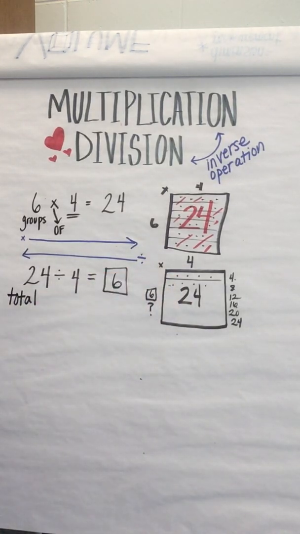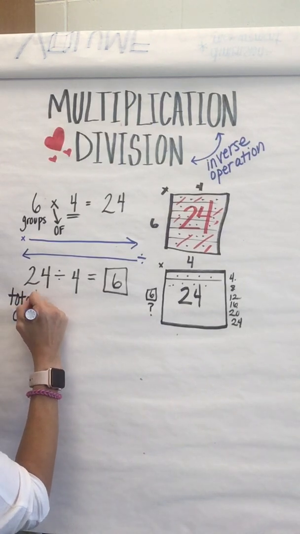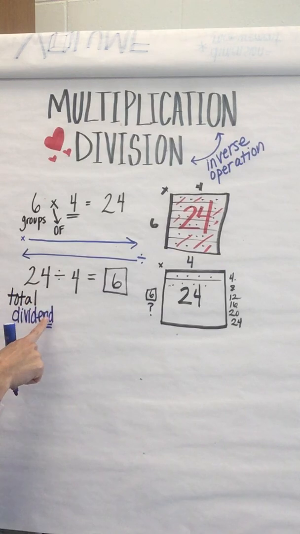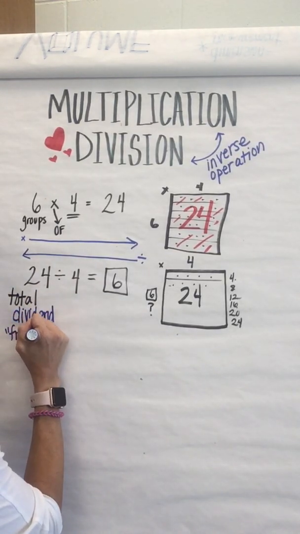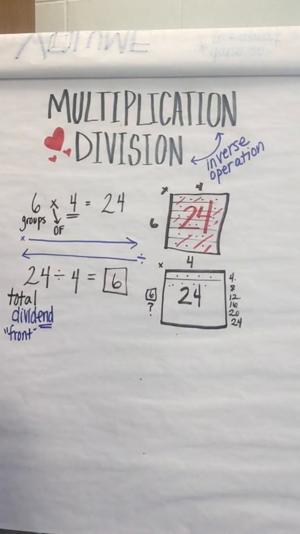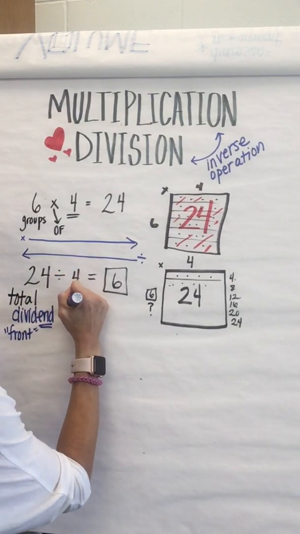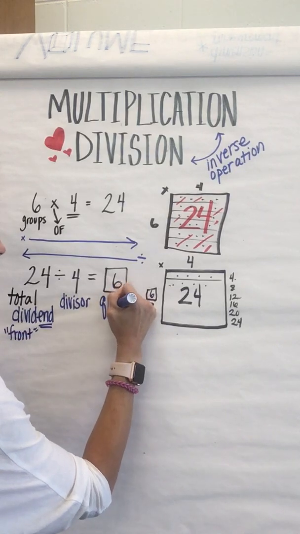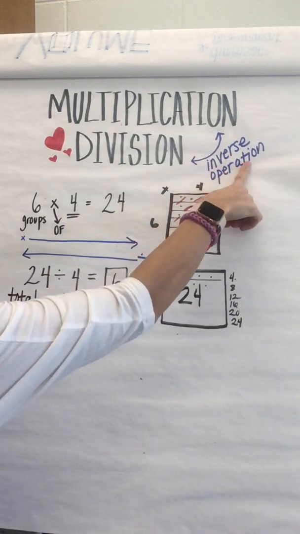Now, talking about the vocabulary, 24 is the dividend, using math words. I always remember dividend because it's the front end. This is the dividend, this is the divisor, and the answer that you're looking for is called the quotient. So again, inverse operation.